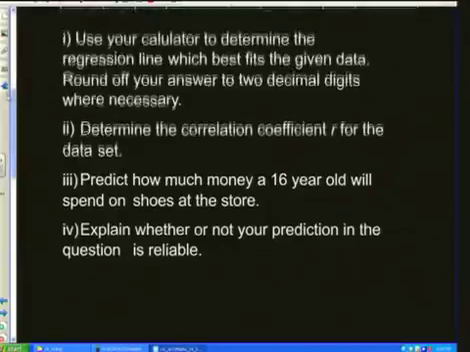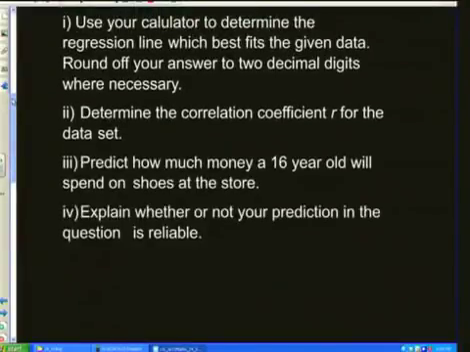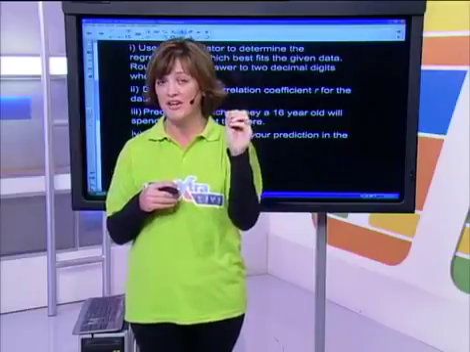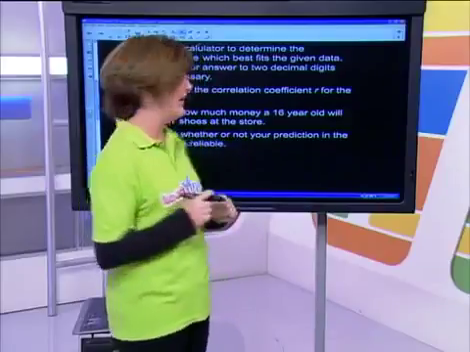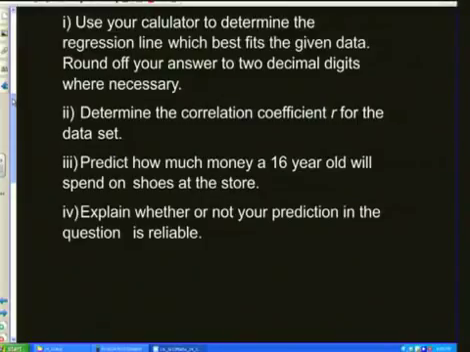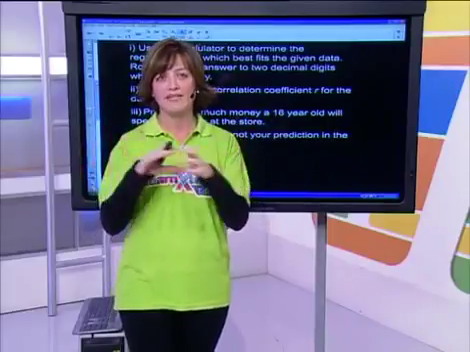Then we're going to predict how much money a 16-year-old will spend on shoes at the store. Now, on your table, and you'll see on the notes, remember we started with only 18-year-olds. That was our starting point. So 16-year-olds are not actually on that table of data that we were given. The point of this line of regression is that we can use it to predict information not just given in our set of values. And finally, we can decide whether our prediction in the question is reliable or not. That has to do with such values as outliers, and whether we are looking at a value that's reasonable and actually probable in that data set.